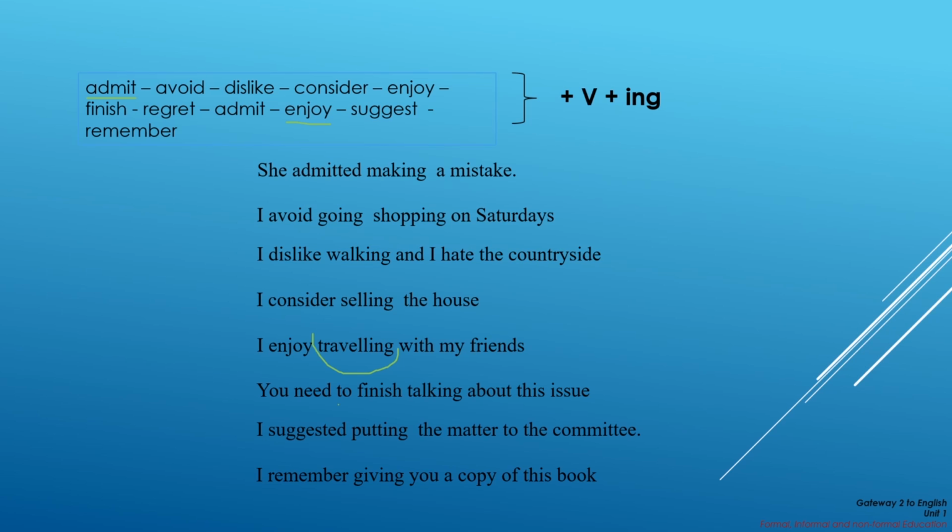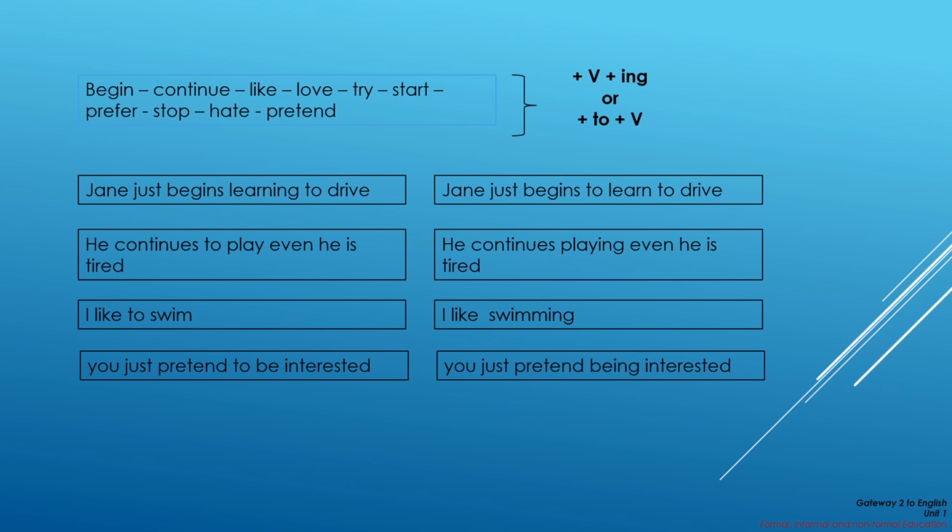I enjoy traveling with my friends. You need to finish talking about this issue. To finish talking. Talking is the gerund. The base form of the verb is to talk. I suggested putting the matter to the committee. Putting is a gerund. I remember giving you a copy of this book. I remember, and we cannot say I remember to give you a copy of this book. So you have to say I remember giving you a copy of this book.